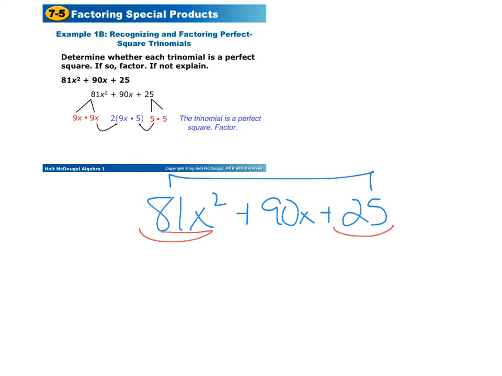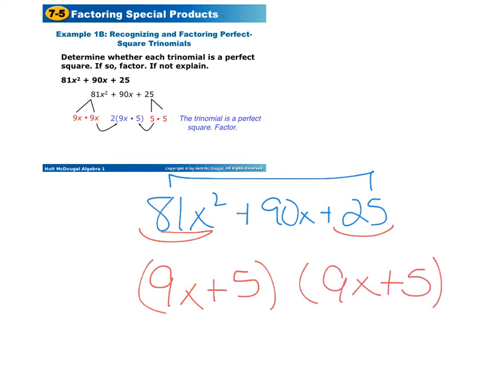We're going to square root. 81 is a perfect square, so that becomes 9x. 25 is a perfect square. It becomes 5. The middle sign's plus, so I'm going to try to write this 2 times, and now I'm going to FOIL it. If it FOILs back and gives me 90 in the middle, this is my factored answer.